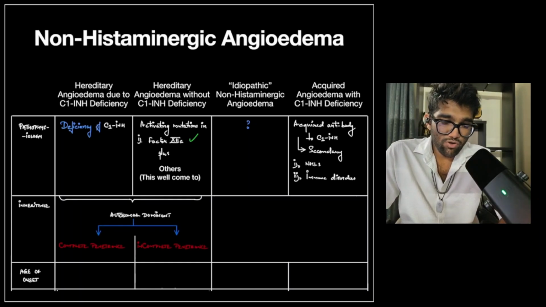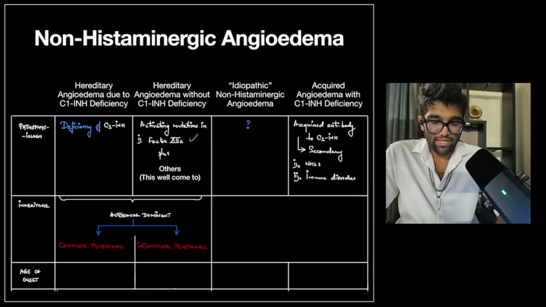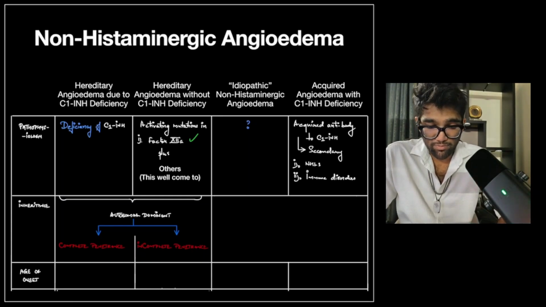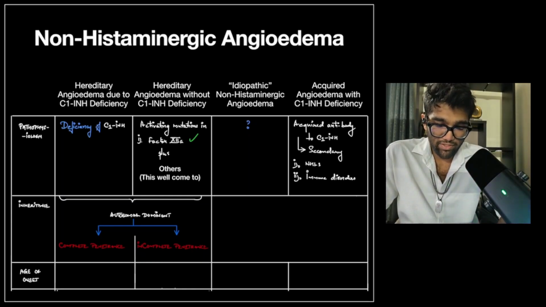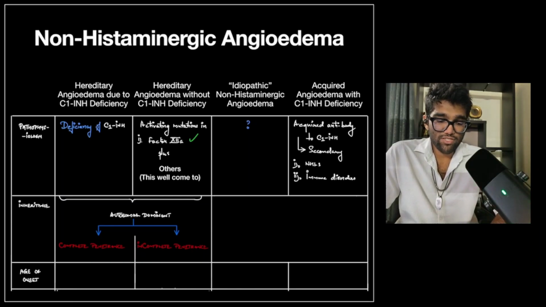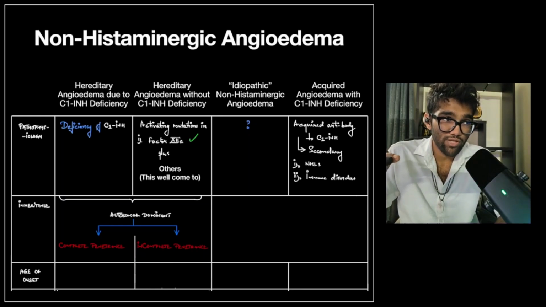Now, inheritance of hereditary angioedema due to C1-INH deficiency as well as without C1-INH deficiency are both autosomal dominant. And this is a previous NEET SS or INI-SS question, so this is something that is important to know. However, due to C1-INH deficiency shows complete penetrance. So there will be similarly severe episodes in at least 3 generations of the same family. Whereas when it is without C1-INH deficiency, it is with incomplete penetrance.